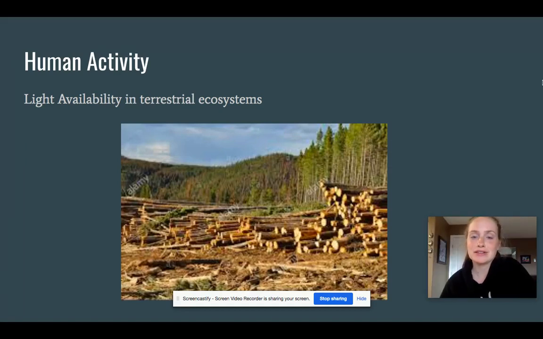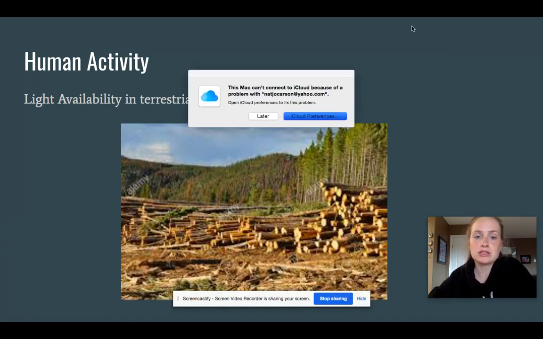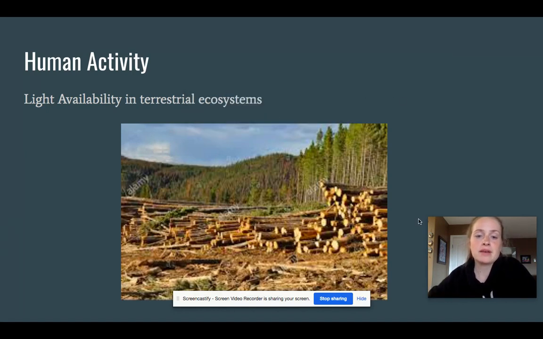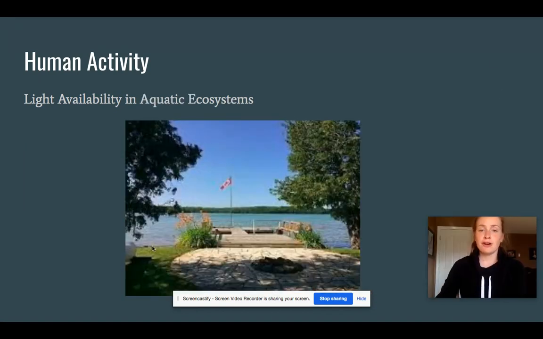Human activity can also have an effect on limiting factors, which will in turn have an effect on ecosystems. For example, here we have light availability in terrestrial ecosystems. And we can see that clear cutting of trees as well as forest fires will all remove shade from the forest, and in turn they'll expose organisms to a lot more sunlight than they're used to. For aquatic ecosystems, activities that increase erosion or stir up the bottom cloud the water and therefore reduce light penetration.